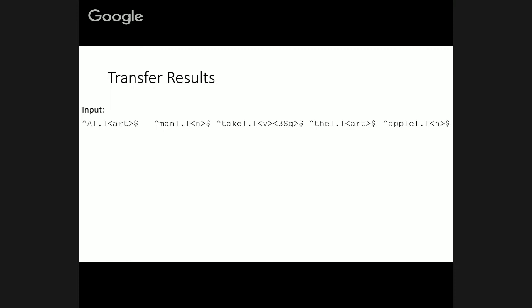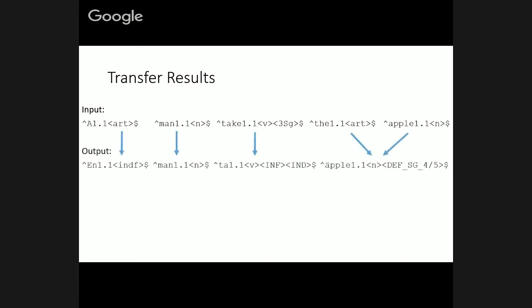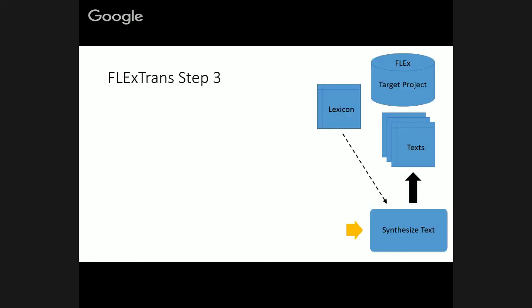So the transfer results that we got from the previous step in Apertium, well, I guess we're looking at the English side. This is what we had for English, and what happened, it got all transferred to the Swedish after the rules were run, after the lexical substitution was done. Now let's look at the last step, the synthesis.